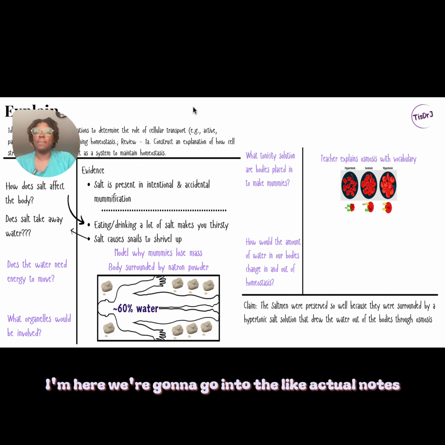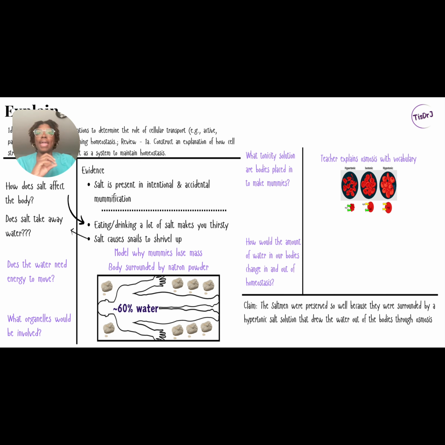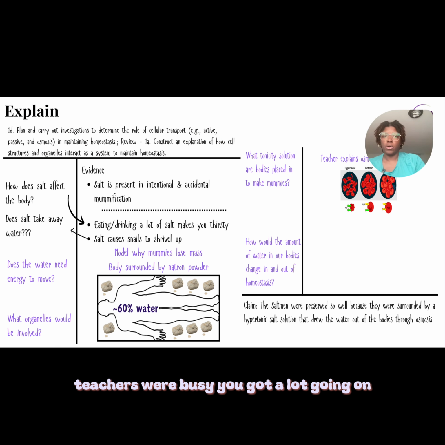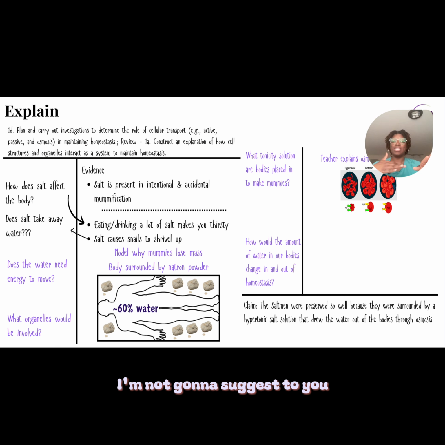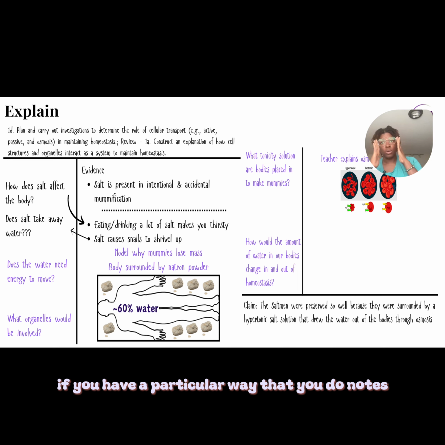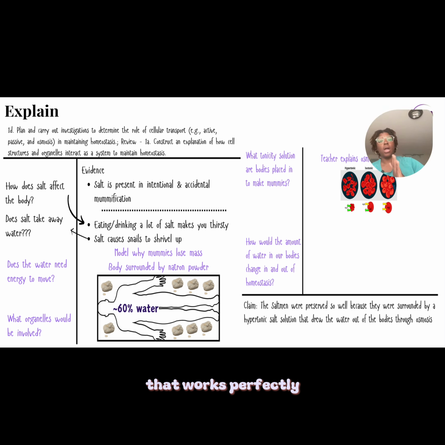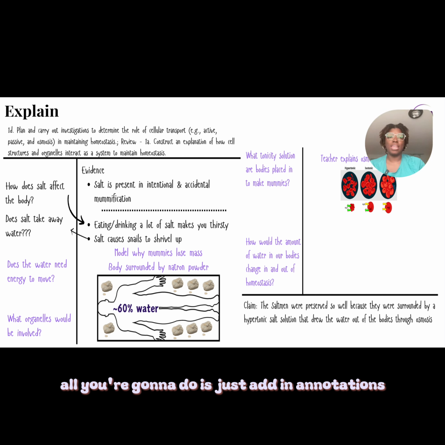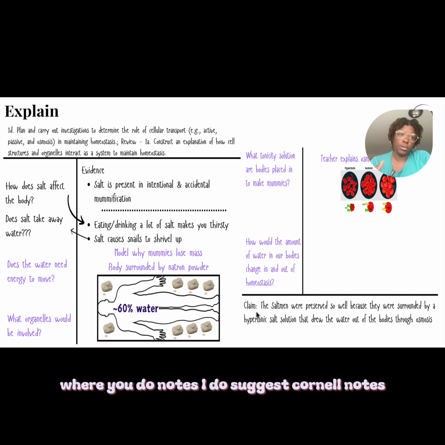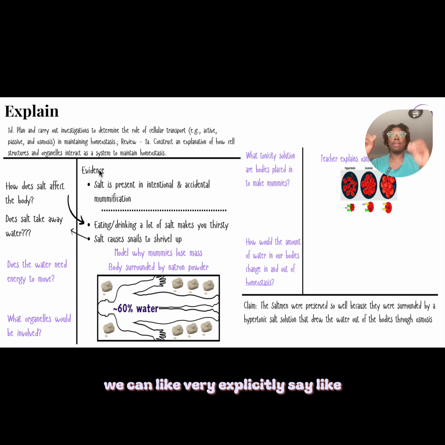From here, we're going to go into the actual notes. And again, teachers, we're busy. You got a lot going on. I'm not going to suggest to you that you start anything over from scratch. If you already have pre-prepared notes, if you have a particular way that you do notes, that works perfectly. All you're going to do is just add in annotations. Now, if you don't have a particular way you do notes, I do suggest Cornell Notes, because then we can very explicitly say evidence from our Engage and our Explore.